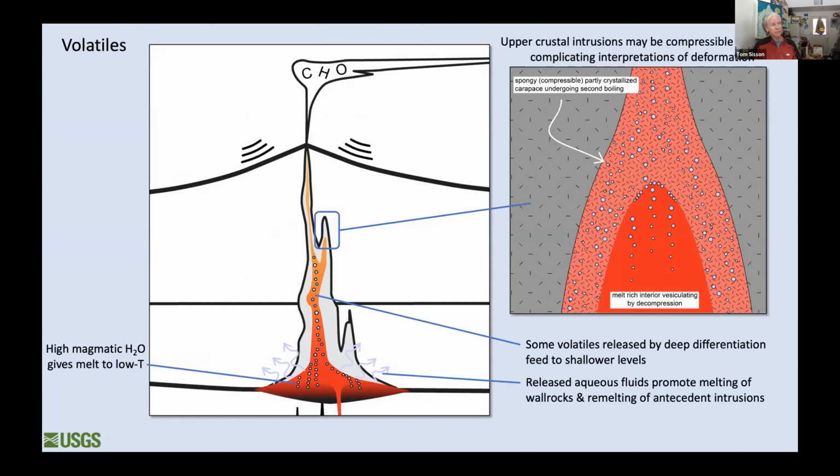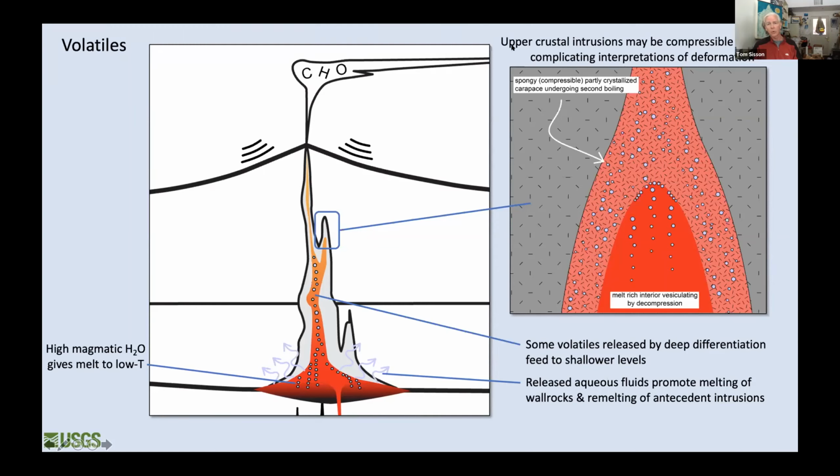And fractionating from alkali basalt all the way to trachyte, we see no more than about 5% crustal incorporation, whereas in arc systems, it's typically much more. So partly that's due to the water allowing melt to persist to low temperatures. Partly it's due to the released aqueous fluids promoting melting of wall rocks and remelting of antecedent intrusions. As differentiation is taking place in the deep crust, some of these volatiles work their way up the system. So the compositions of the plumes that come out are actually composites.